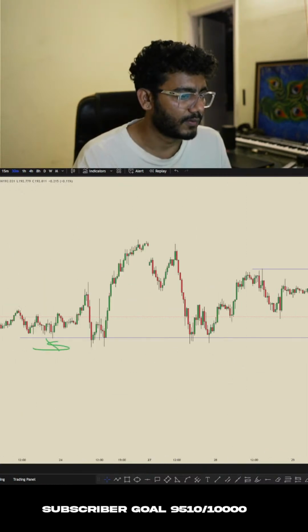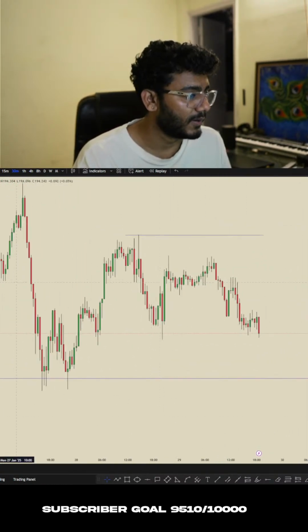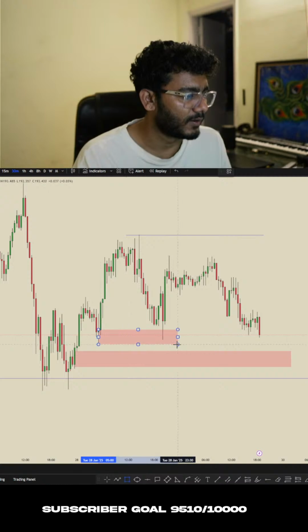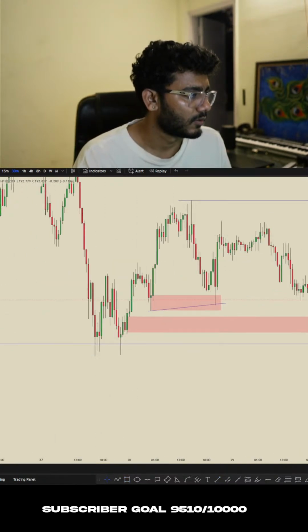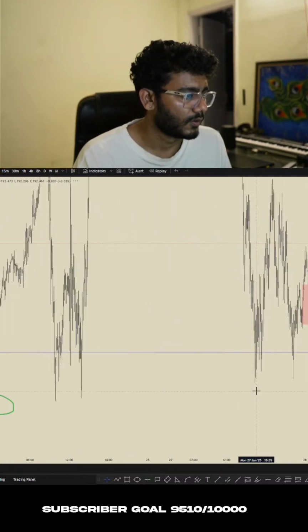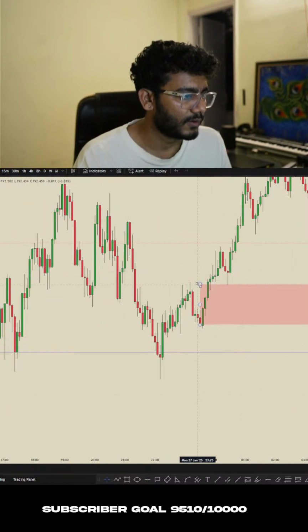If you go to 30 minutes, we can see there is an unmitigated order block here, and because this order block is mitigated, so it becomes liquidity. Let's go to 5-minute. If we refine this area till here, we can look for buy side entry.